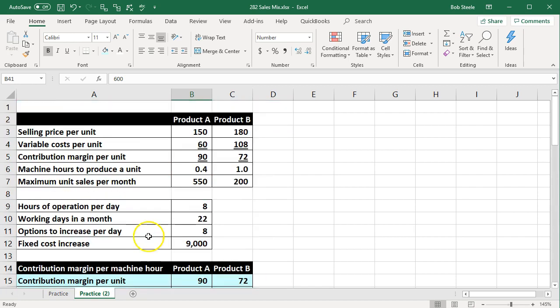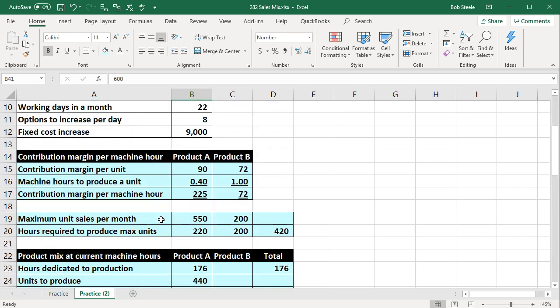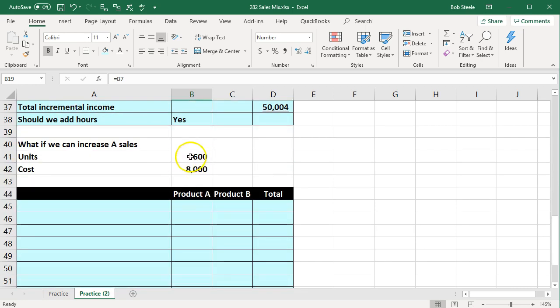So prior to this, if we go up top, we were saying that we can max out the sales at 550. So max units of sales of 550 for A. And now we're saying, well, we can max it out at 600 if we put some advertising into that of 8,000, and then we would be selling basically our more profitable units per machine hour. So let's run that scenario.